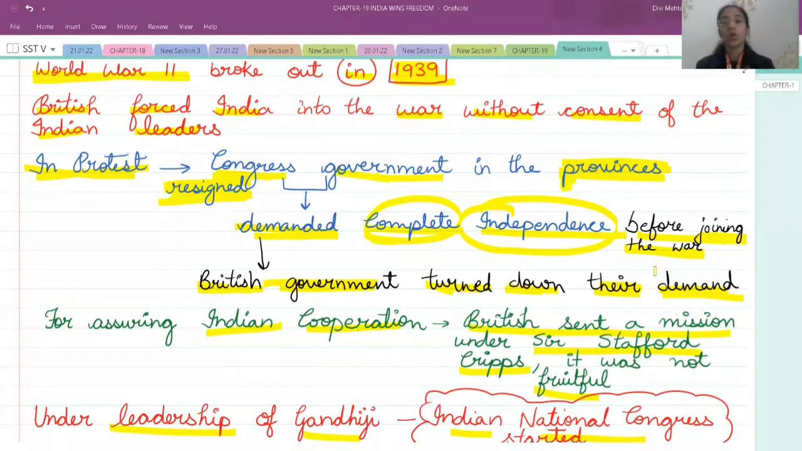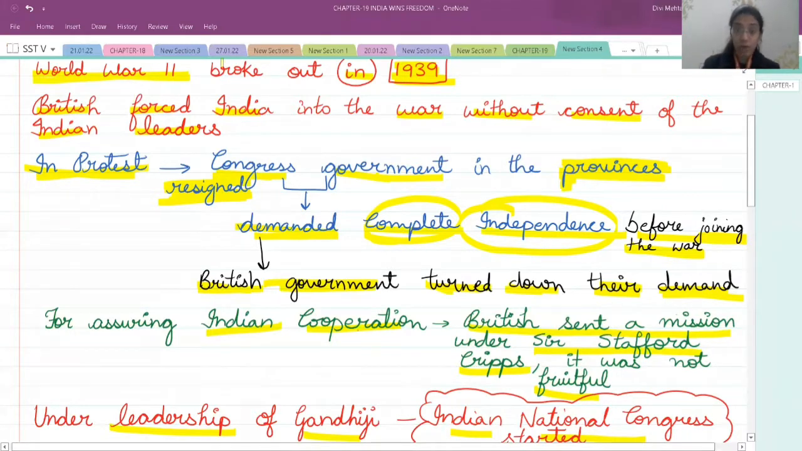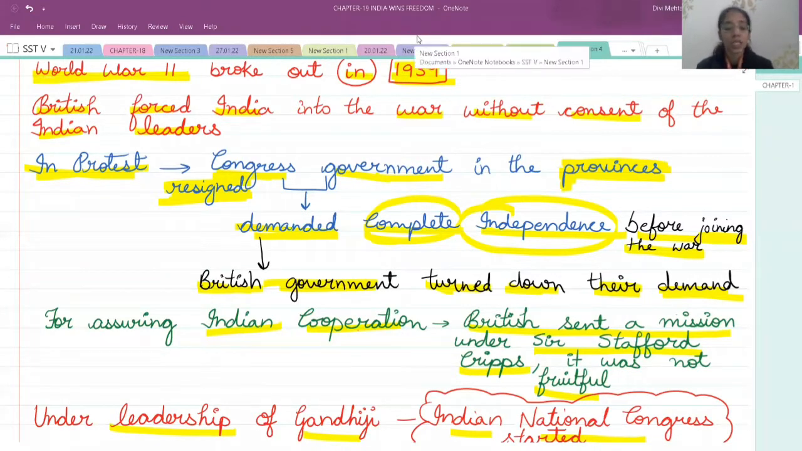So what happened? World War II broke out. The year you have to remember: 1939. Britishers were forcing Indians to join World War II without the consent of Indian leaders. So a protest was going on. The Congress governments in the provinces, meaning states, resigned. They demanded complete independence before joining World War II. But the British government said no, we will not fulfill your demand. They turned down the demand.